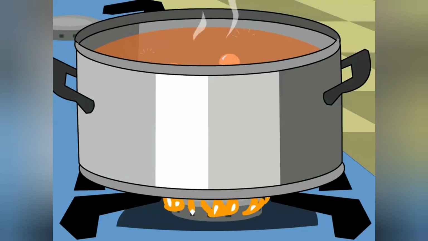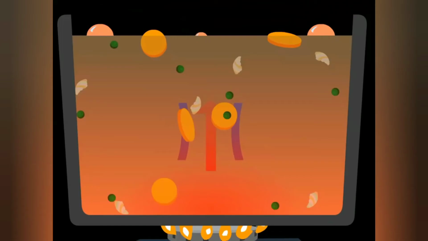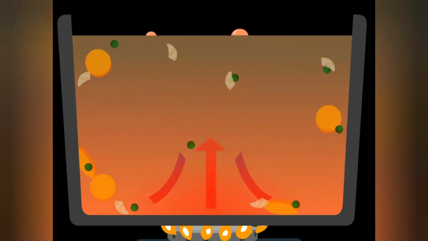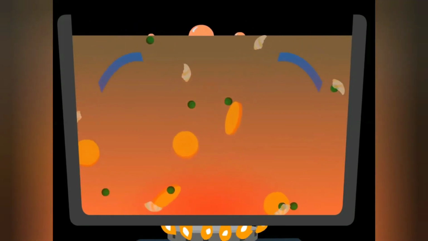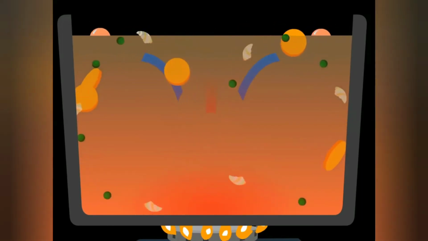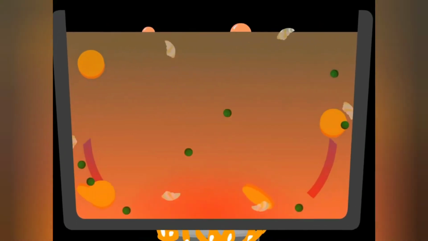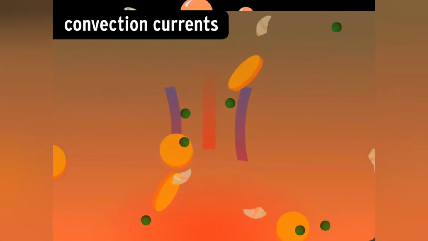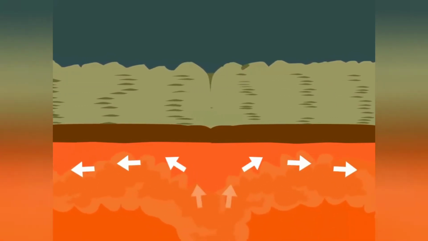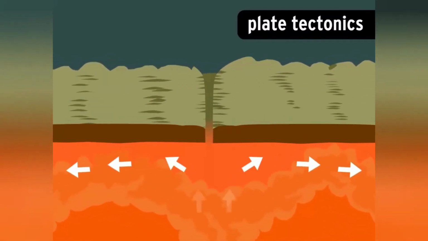You can think of it like a pot of soup. The Earth's core is the burner, and the mantle is the boiling soup. As the soup near the burner heats up, it becomes less dense and rises. When it gets to the top, it cools off and sinks down toward the heat. In physics, those are called convection currents. A similar process is driving the mantle, and it's taking the plates along for the ride. That movement is called plate tectonics.